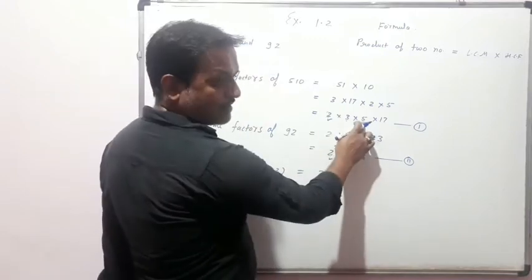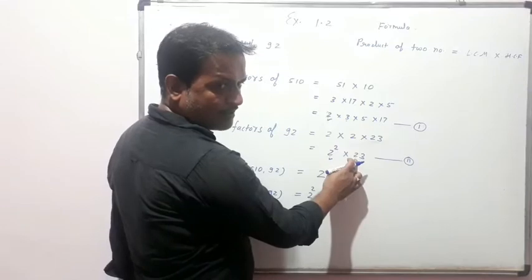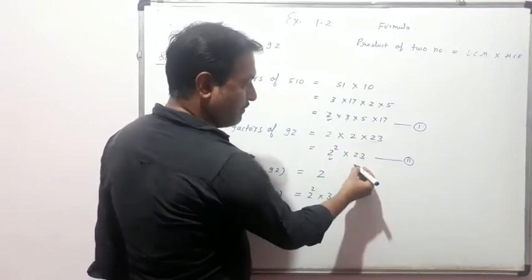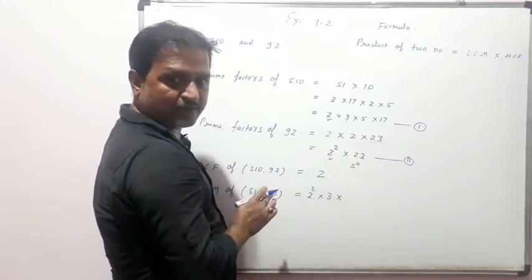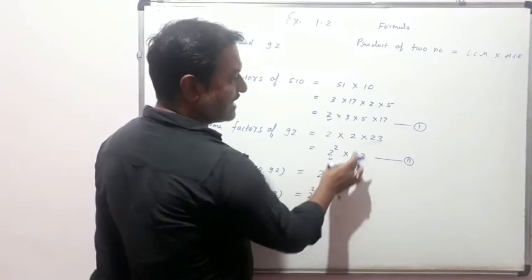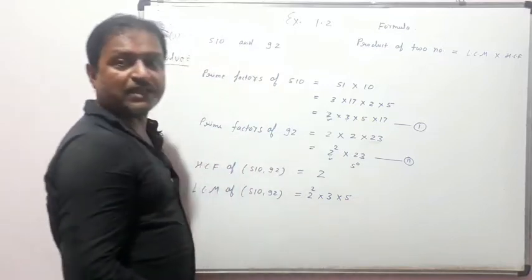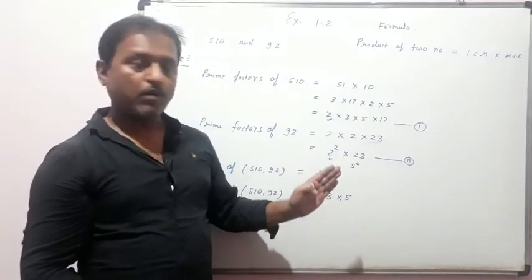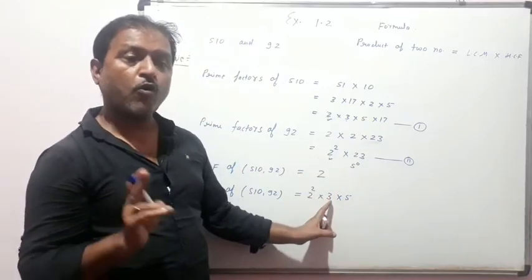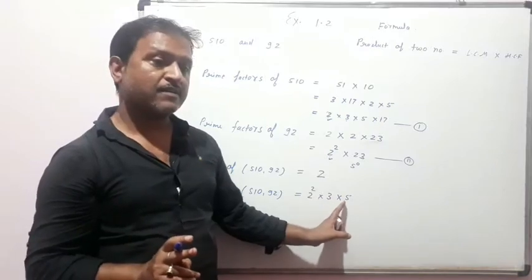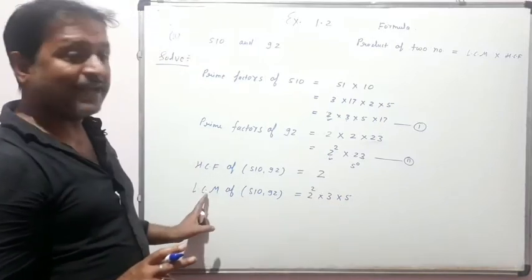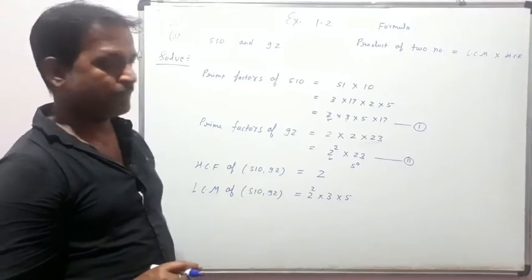So we take 3 also. Similarly 5 is there in one but not in the other, so again we count 5 to the power 0 there. Again the highest power of 5 is 1, so we take 5 to the power 1. That means the highest power of all prime factors will give the LCM of the given numbers.